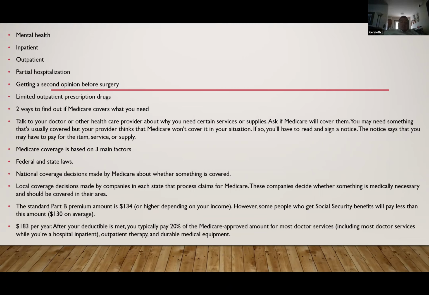Medicare coverage is based on three factors: federal and state laws, national coverage decisions made by Medicare about whether something is covered, and local coverage decisions made by companies in each state that process claims for Medicare. The standard Part B premium amount is $134 or higher depending on income. However, some people who get Social Security benefits will pay less than this amount, $130 on average.